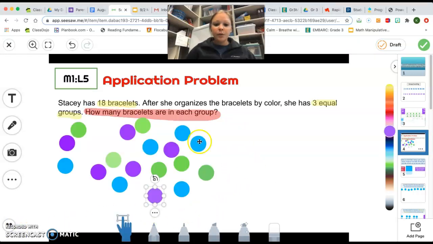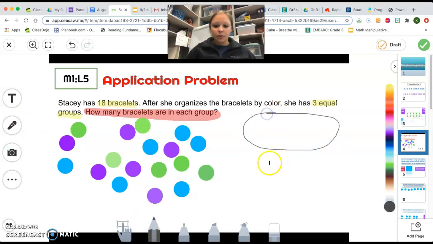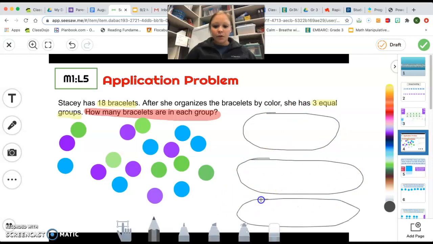All right, so let's go over your work. I used circles to represent the bracelets, and you can tell that I have some blue ones, some green ones, and some purple ones. So I'm going to put them in 3 equal groups. So I'm going to go ahead and draw 1 circle for one group, 1 circle for another group, and 1 circle for another group. Every time I drag one in, I'm going to drag one at a time until they're all in a group.